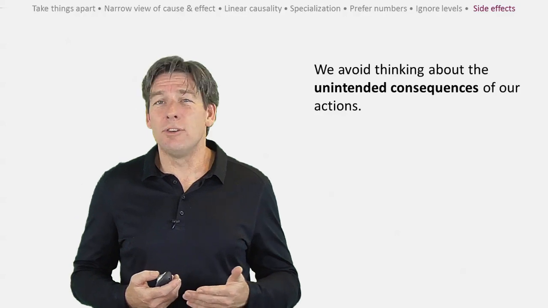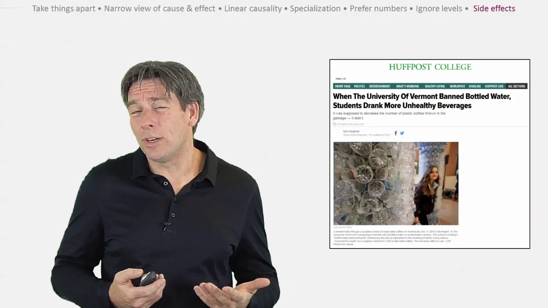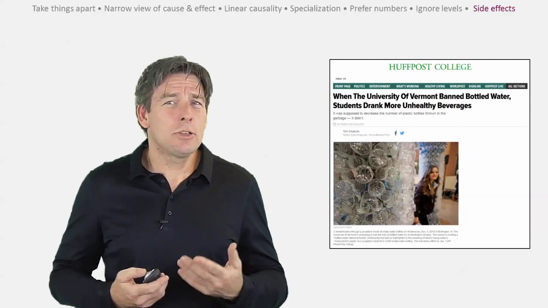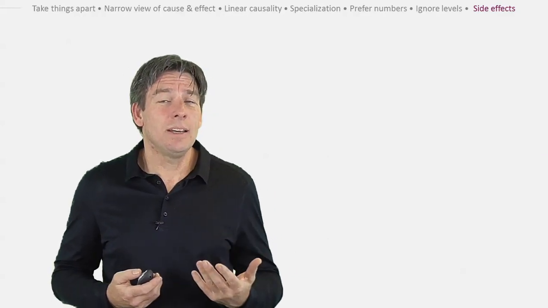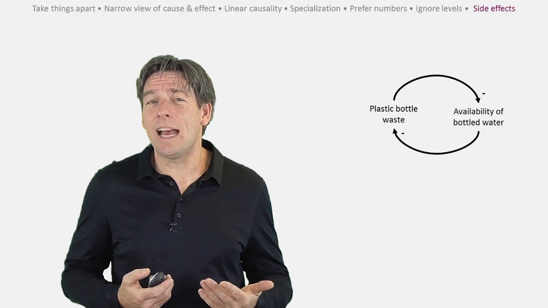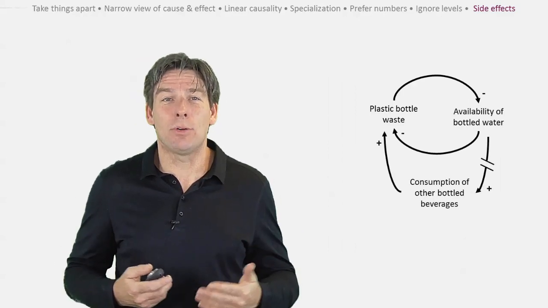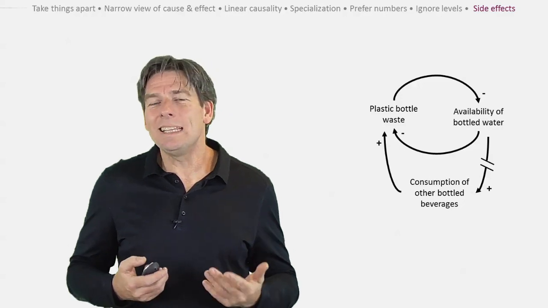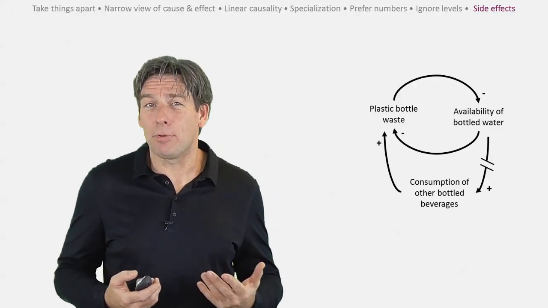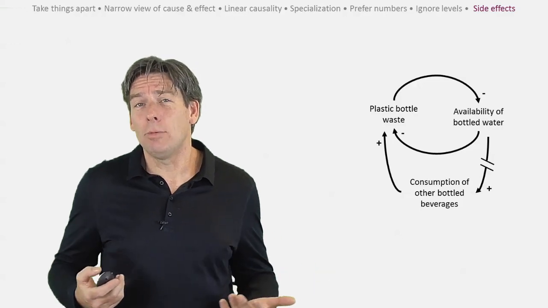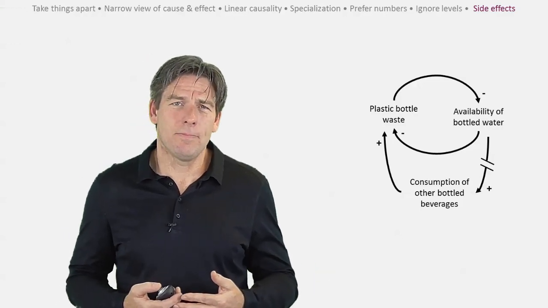Recently, the University of Vermont banned the sale of bottled water on its campus to reduce the waste from single-use bottles. Researchers found that over the following year, single-use plastic bottle waste actually increased as students increased their consumption of other bottled beverages. We can again see how using a mapping approach helps see and anticipate, possibly avoid, problematic unintended consequences.